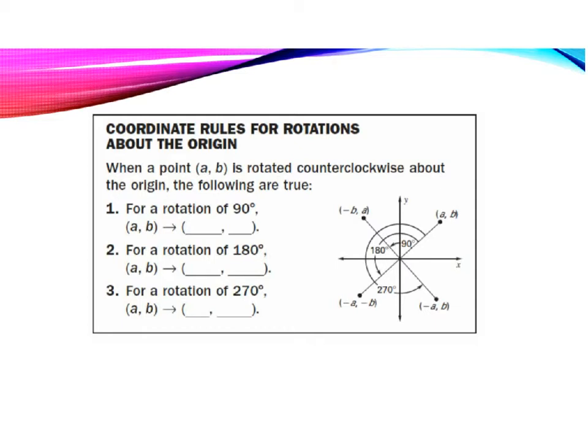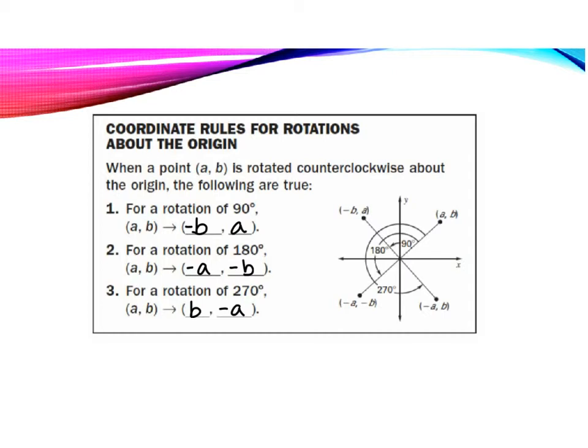So let's look at these rules. For a rotation of 90 degrees about the origin, our point (A, B) is going to become (negative B, A). For the rotation of 180 degrees, our point (A, B) becomes (negative A, negative B). Then for the rotation of 270 degrees, our point (A, B) becomes (B, negative A).